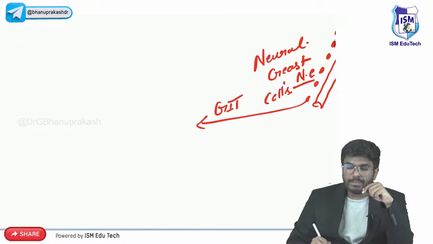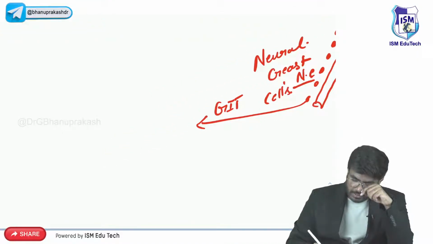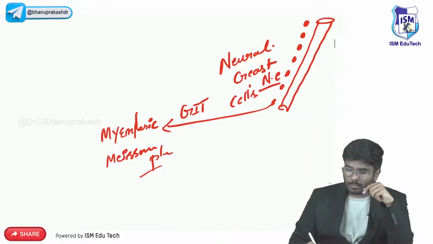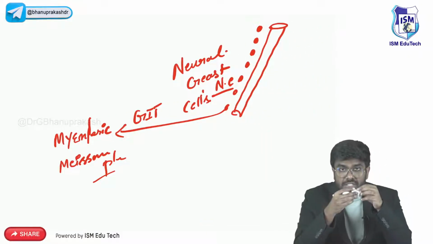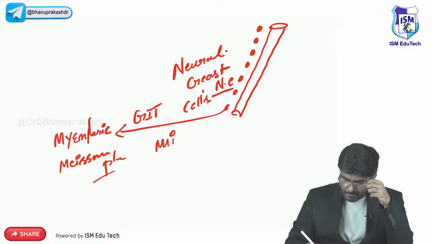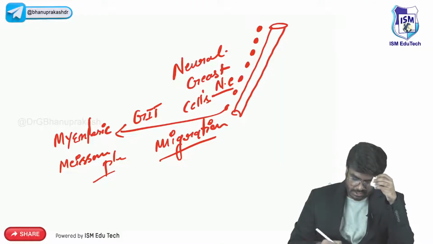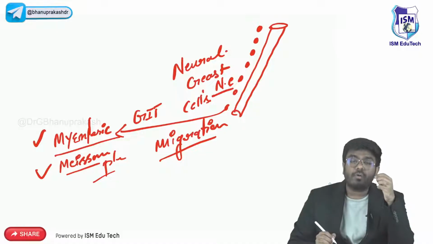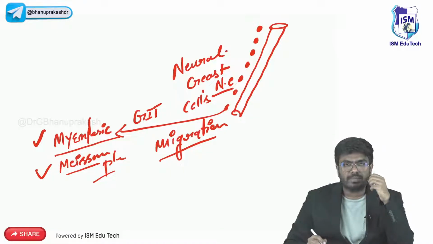Now in the GIT, they form the myenteric plexus as well as the Meissner's plexus. So the point which I want you to know is that the neural crest cells undergo migration. Because of this neural crest cell migration into the GIT, the myenteric plexus and Meissner's plexus are formed. Both myenteric and Meissner's plexus are formed.